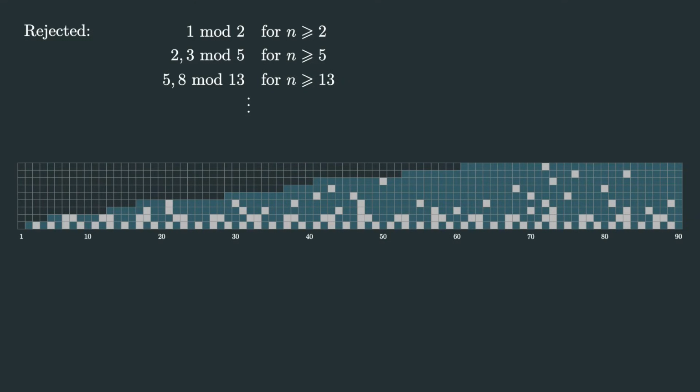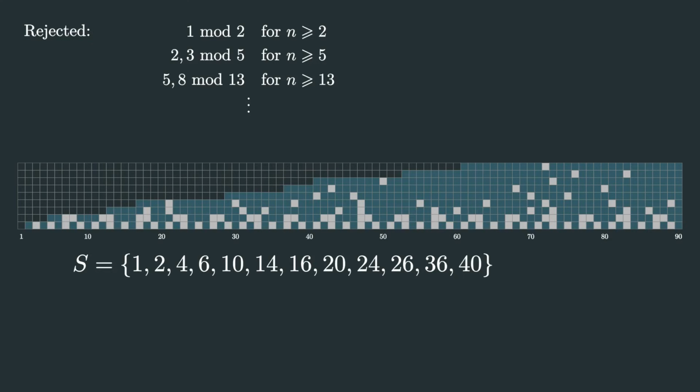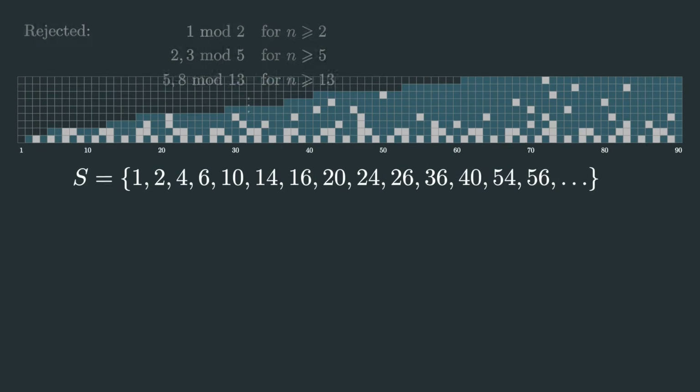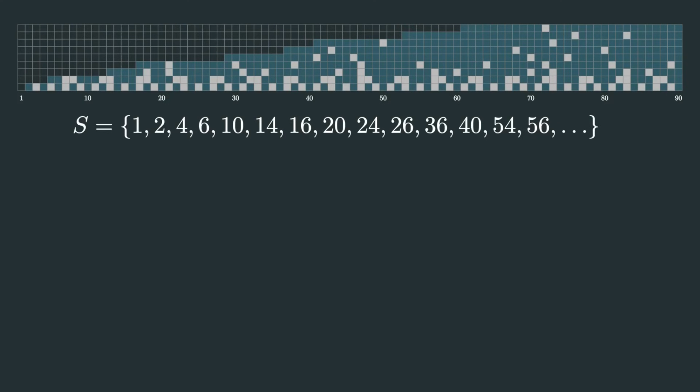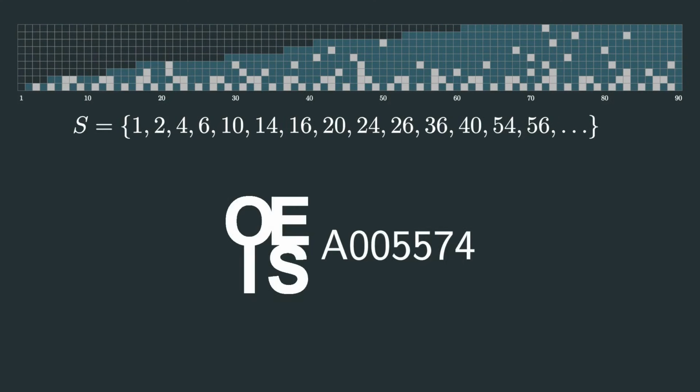Alright, let's collect the survivors and see what we got. Now, if you plug these 14 first numbers in the search bar of the OEIS website, you will get one single hit, namely, sequence A5574, the sequence of numbers k such that k squared plus 1 is a prime number.